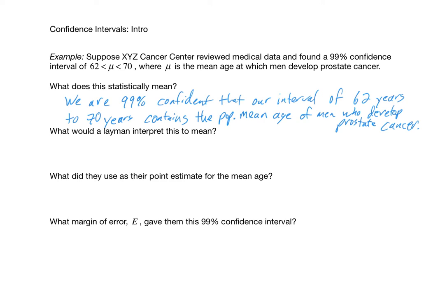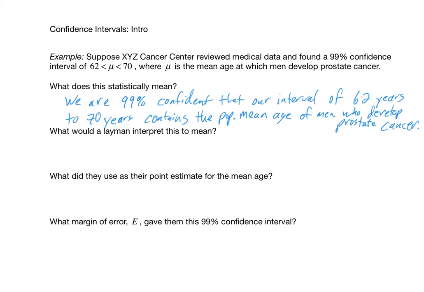Now, what would a layman interpret this to mean? Most people will not have a mathematically developed sense of what 99% confidence means. So to a layperson, basically they would just accept this to mean that the mean age of men who develop prostate cancer is between 62 and 70 years. So basically it's this statement without the 99% confidence, because most people don't know what that means. If you ask somebody to explain the previous slide, most people would have no idea how to do that. So basically they say the 62 to 70 years old contains the population mean age of men who develop prostate cancer. So I'm not going to rewrite this, but it's this thing without the confidence level.